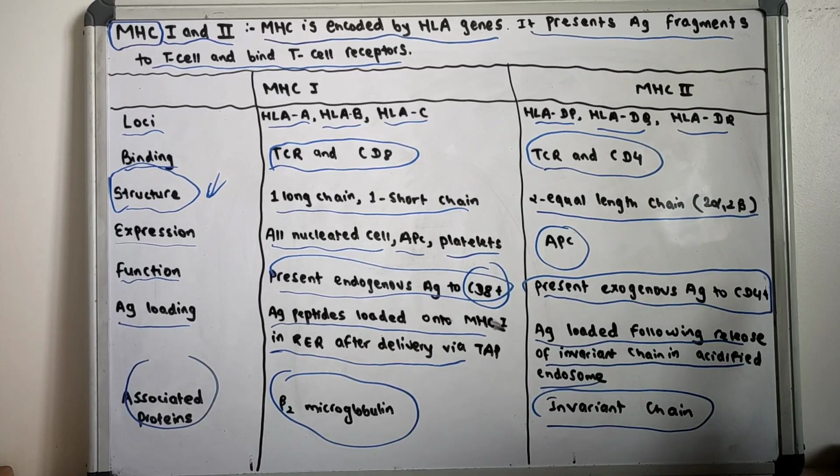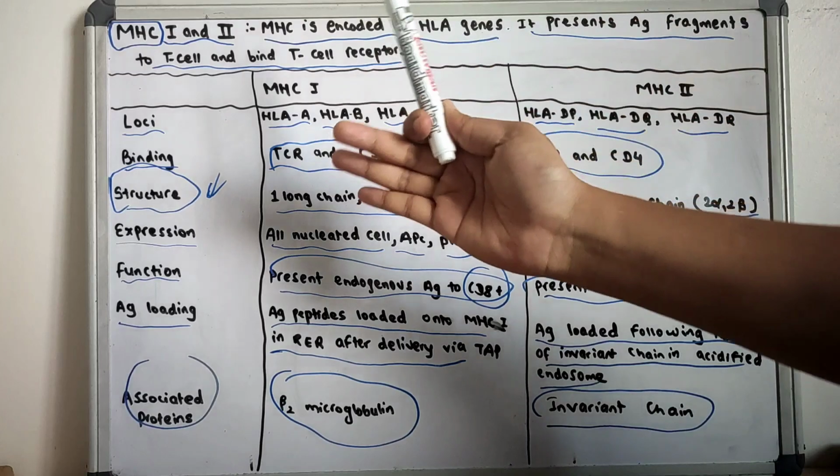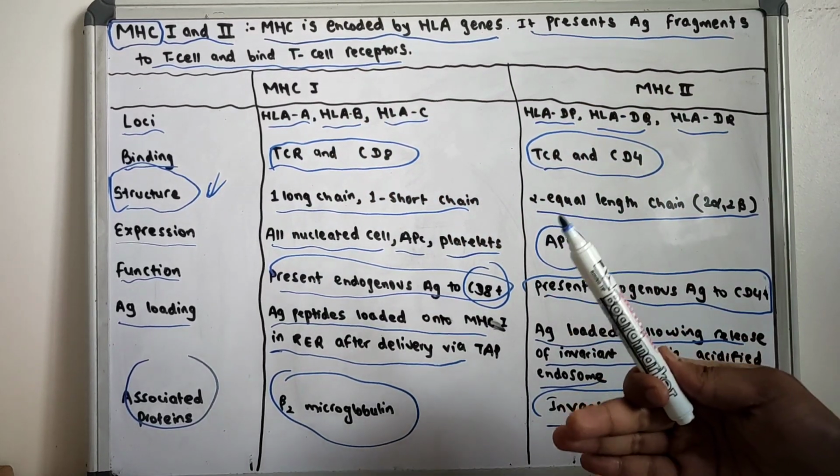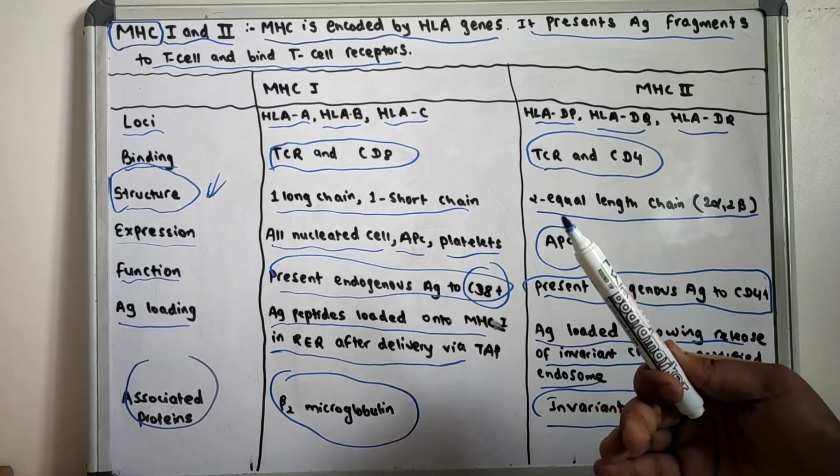So here we discussed the MHC1 and MHC2 molecule simultaneously on the basis of the loci, binding, structure, expression, function, antigen loading, and associated proteins.